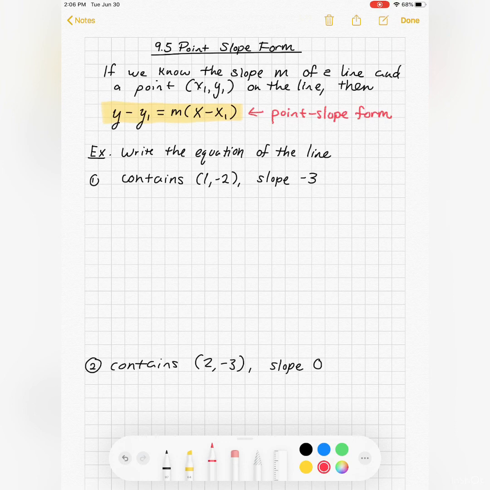Okay, so let's see, write the equation of the line that contains the point 1, negative 2. So we think of this as the x1, y1 pair. This is, of course, the slope. So to write the equation of the line, all we have to do is plug that information in. So here's our template.